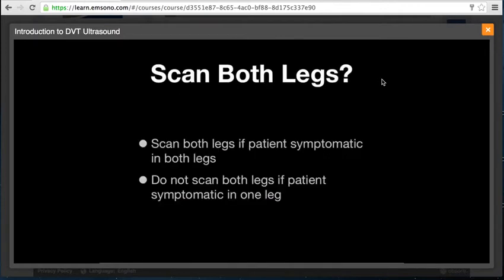Should you scan both legs? If both legs are symptomatic, then you should scan both legs. However, if only one leg is symptomatic, then you do not have to scan both legs. However, if a patient has an extensive DVT in the symptomatic leg and you cannot find the proximal end of the blood clot, then I would recommend scanning the other leg.